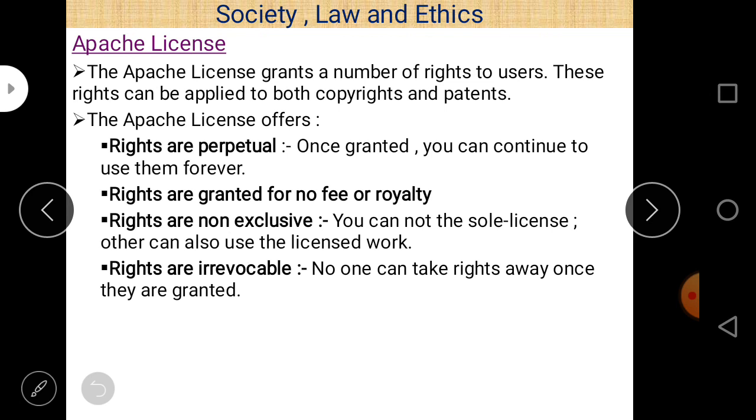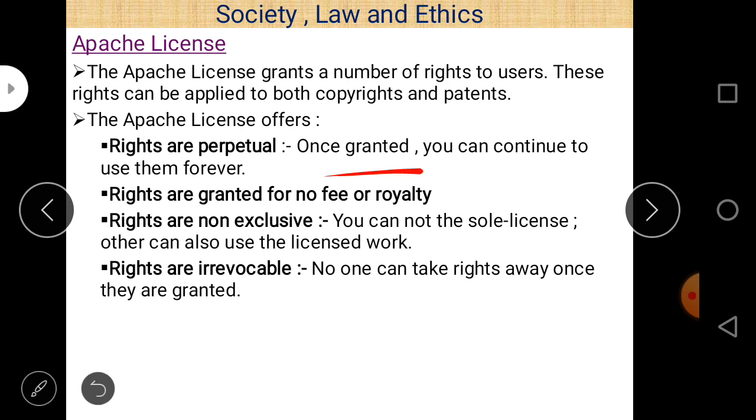And the third is rights are non-exclusive. It means you cannot be the sole licensee, and others can also use the licensed work. And the last point regarding Apache license is rights are irrevocable. It means no one can take these rights away once they are granted. So these are some important points regarding the Apache license.